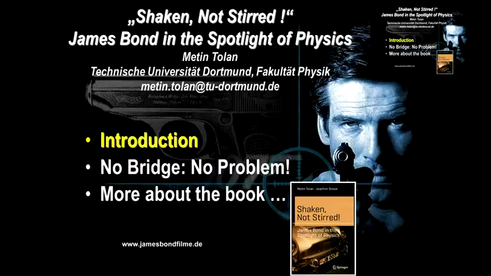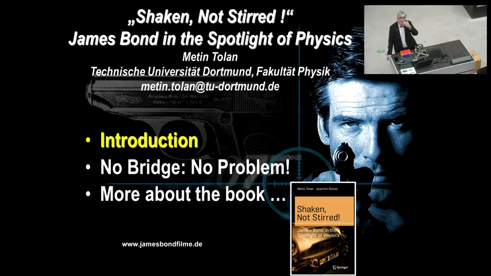You see that I will give, at the beginning, a very brief introduction into James Bond. The same is done in the book. The book starts also with a brief introduction into the character of James Bond. Then we will make one example, one physics example. This is the real physics, the real content of the book. And at the end, I will tell you also a little bit more of the book.